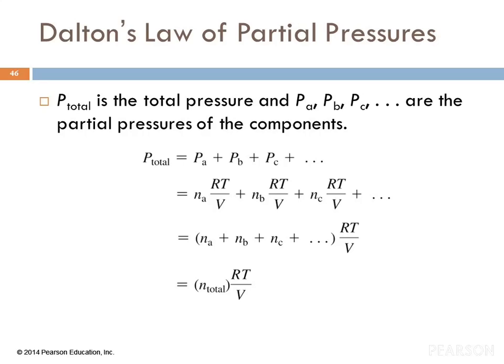Here's a little bit of math showing you how that all works out. P total is the total pressure. P A, P B, P C are the pressures of each of the individual gases. So the total pressure is equal to the sum of the pressure of each of the gases in the mixture. Each of those pressures is equal to nRT over V. So you could add all those up and factor out the RT over V, and then you get the sum of the number of moles of the gases. So the total number of moles of gases times RT over V is equal to the total pressure.